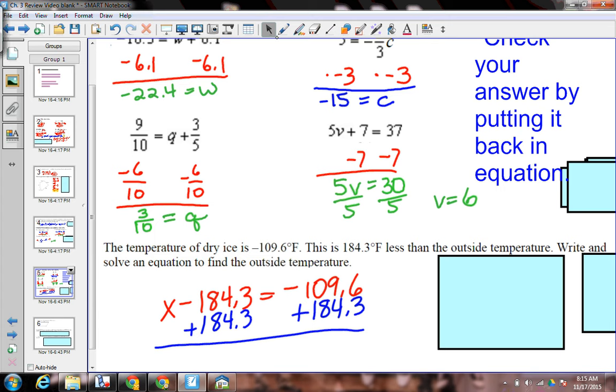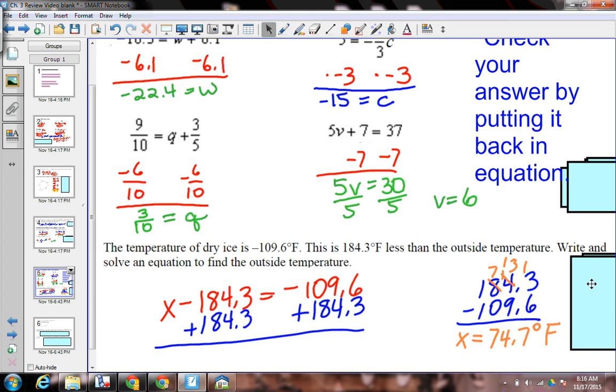And I'm showing my work over here that I'm adding a positive to a negative. So let's put our larger number first and subtract. Take the sign of the higher number, which is our 184.3, which is positive. So our final answer would be 74.7 degrees.